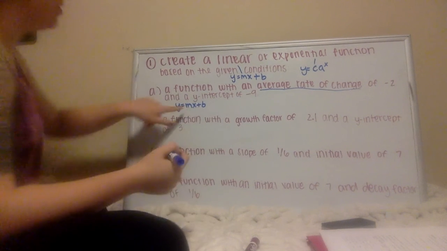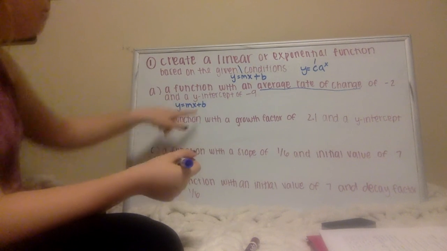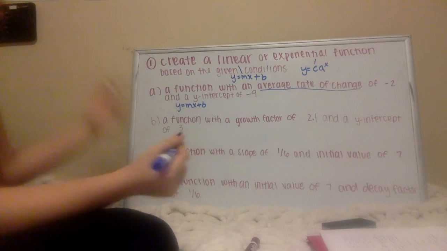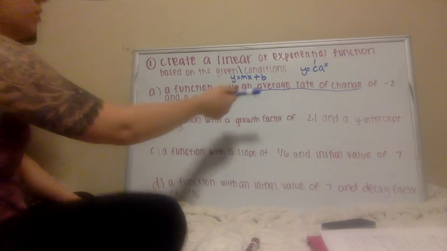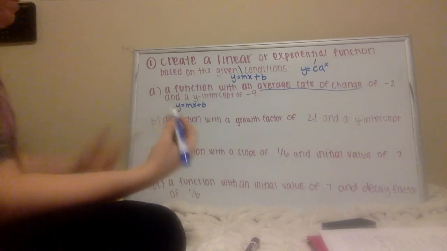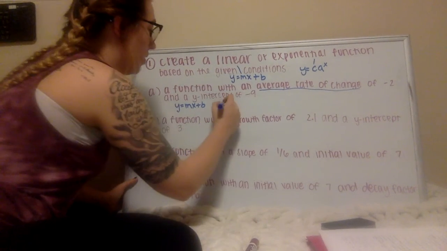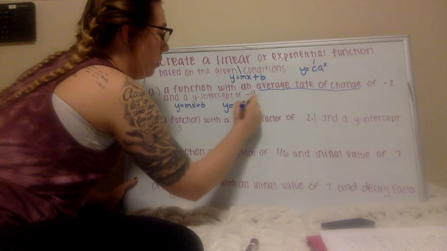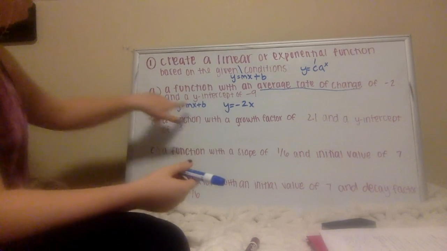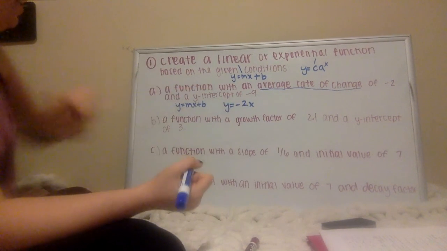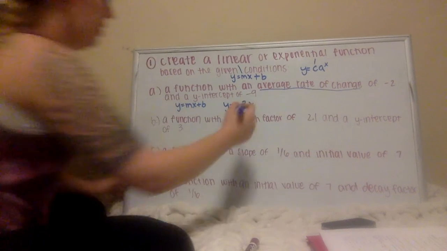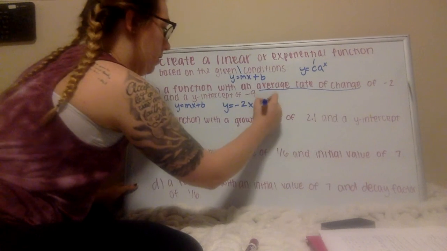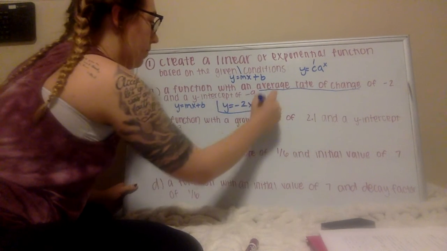Again, our m is our slope, or our average rate of change, and our b is our y-intercept, or our initial value. It tells us that we have an average rate of change of -2, so we have our m, so it's y equals -2x, and then we have a y-intercept of -9, so that fills in for our b, so it's -9. And this is our answer for part A.